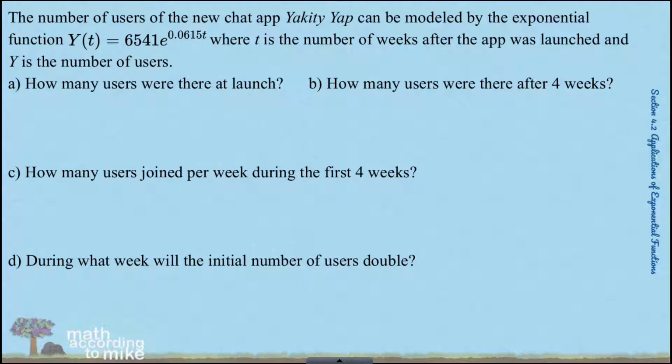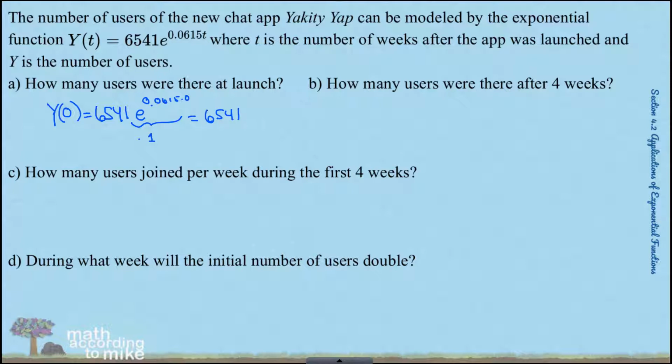Well, there's two ways you can answer this. One, since we want it at launch, we could put in 0 for t, because that means no time has passed. You don't even need a calculator for this one. I know it looks horrible, but 0.0615 times 0 is 0. e to the 0 is 1. So what's 1 times 6541? And this is in number of users, so we don't have to put in any units. Yeah, so at launch there were 6,541 users.